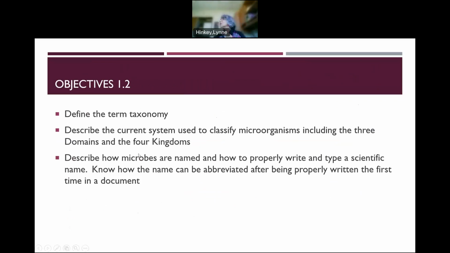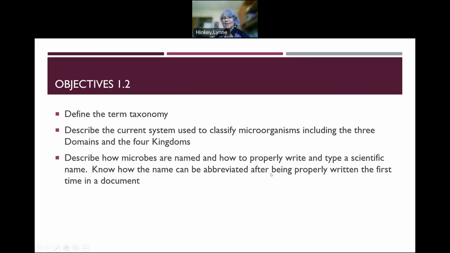So quick check. At this point, everyone should be able to define the term taxonomy, describe the current system used to classify microorganisms, including the 3 domains, bacteria, archaea, and eukarya, and the 4 kingdoms that fall under the eukaryotes: Animalia, Plantae, Fungi, and Protista. Describe how microbes are named. Genus and species, binomial nomenclature, and how to properly write and type a scientific name. And know how the name can be abbreviated after being properly written for the first time in a document.